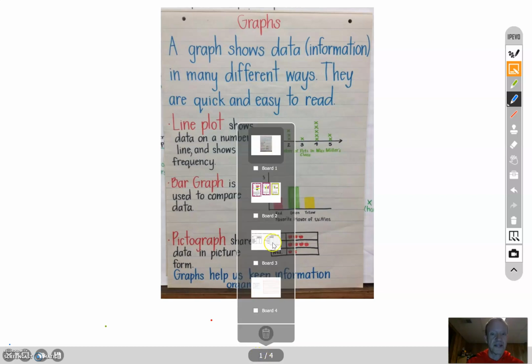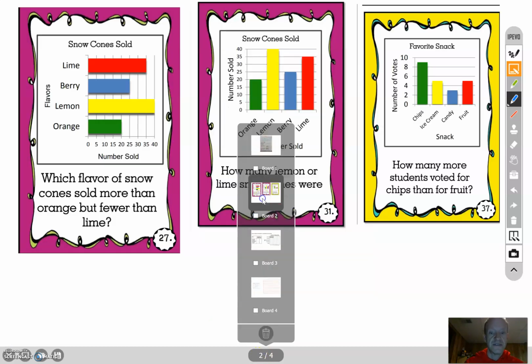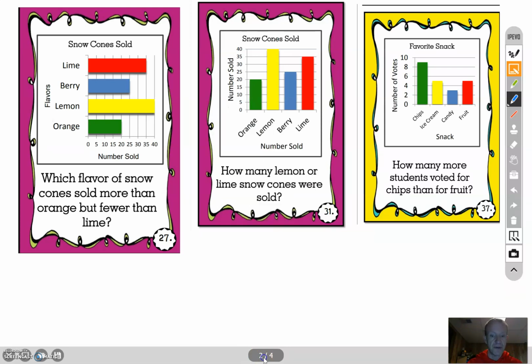So we're going to take a look at some questions and some ways that make you a better, more effective learner on bar graphs. So if I look at here, this bar graph is left to right. This bar graph is up and down. Both of these bar graphs do the same thing, say the same information. It's just a different way to do it.